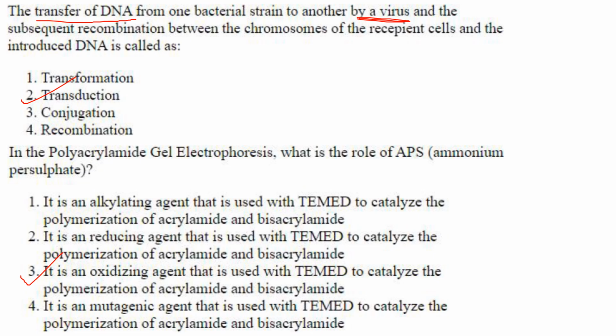And what is this polyacrylamide gel electrophoresis used for? It is used to separate proteins based on their size. Okay, usually it is used for protein separation based on their size.